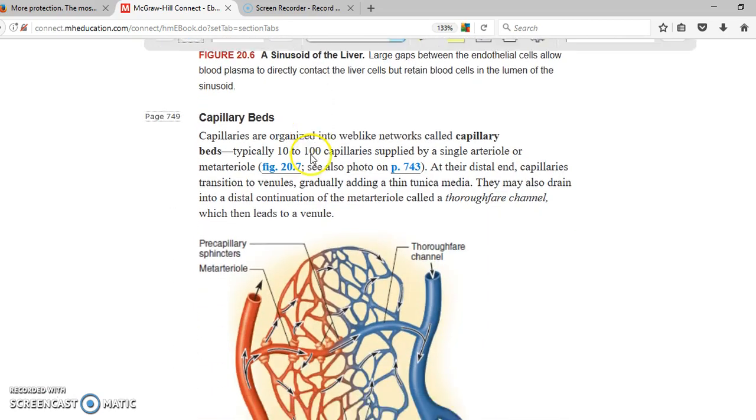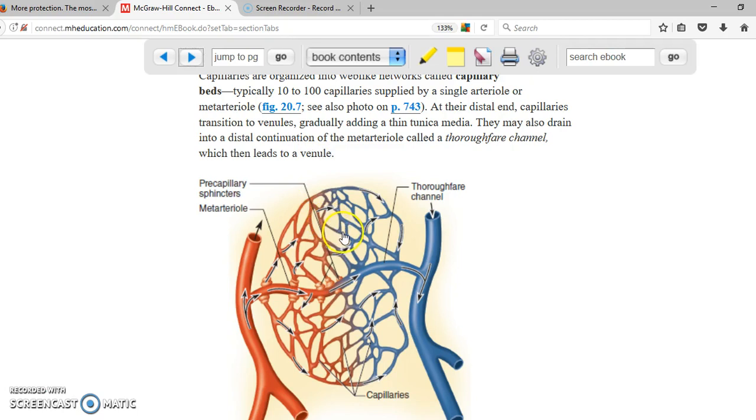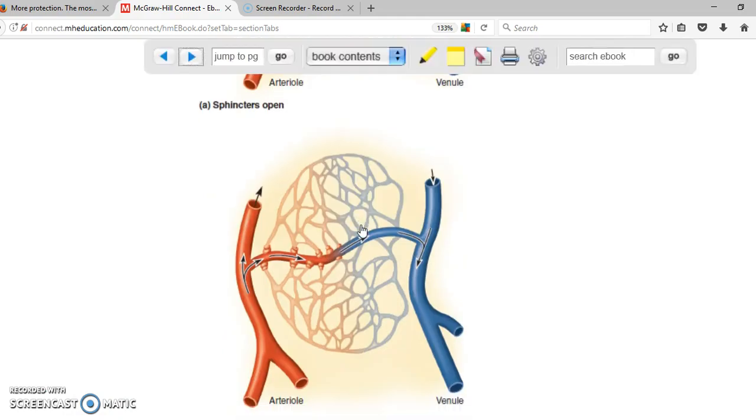So after that, we have capillary beds, which are the set of capillaries that you're going to find in between the arteriole and the venule. So the blood flows this way and it goes through the capillaries. And obviously, through the capillaries, as I was saying, the diffusion of the multiple different substances from the capillaries to the cells and from the cells to the capillaries, that's what's going to happen.